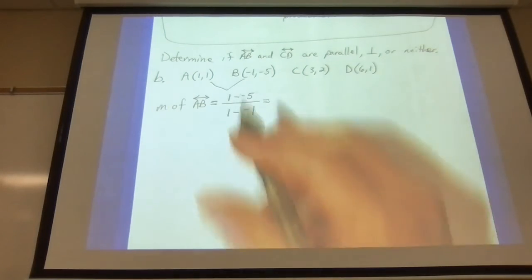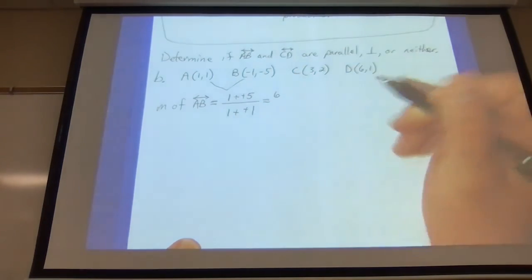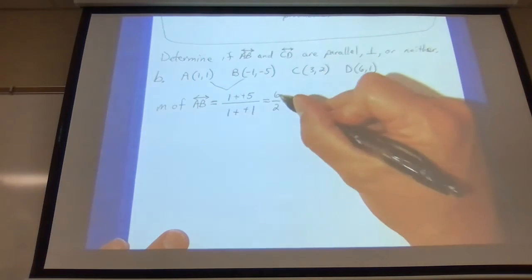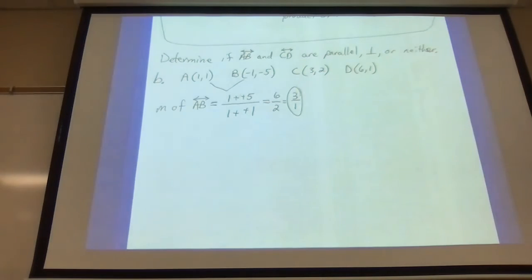Now we got double negatives on both of these, so we'll add them up. 1 plus 5 is 6. 1 plus 1 is 2. Let's go ahead and put that in the lowest terms. 6 and 2 can both be divided by 2. That'll give us 3 over 1. Or you can just write that's 3.